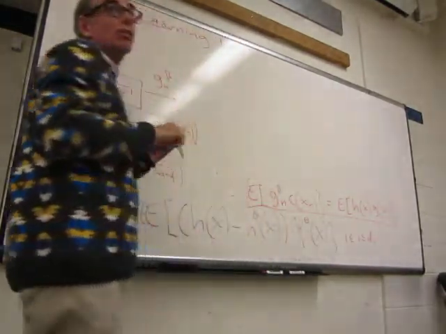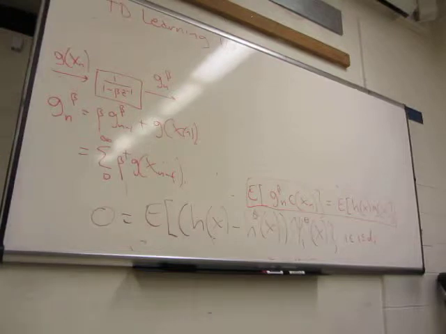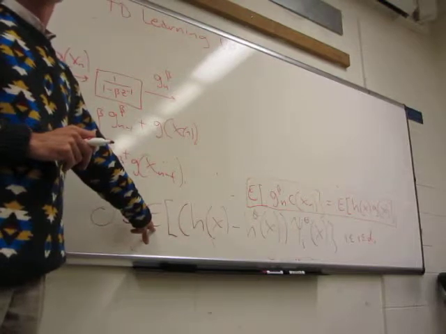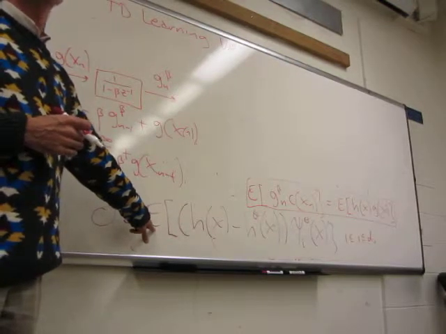Okay, so here's version 0 of TD learning, which Barto and Sutton came up with, and it crashed. But I'll give it to you anyway. So we want this to be 0. So we all know what to do with stochastic approximation.